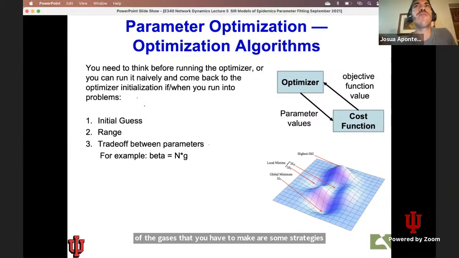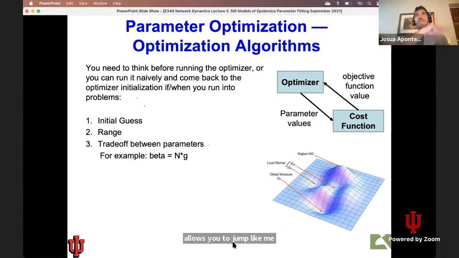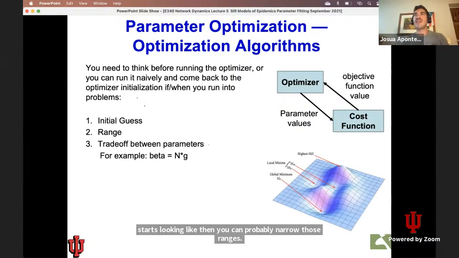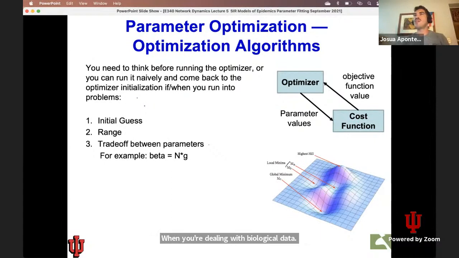You can, for example, start running your optimizer over very wide ranges and then do some sort of logarithmic search, and that allows you to make bigger jumps in the parameter space. And then once you get a sense of what the landscape starts looking like, then you can probably narrow those ranges. When you're dealing with biological data, some of those ranges are biologically constrained.